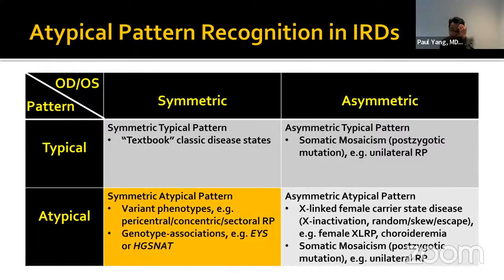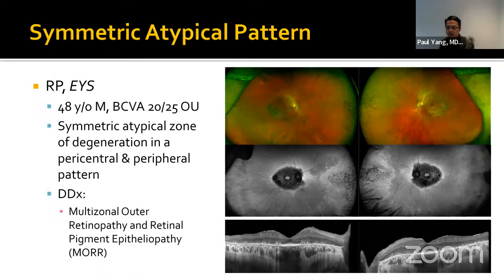So we're going to start with the first one here, which is symmetric between the right and the left eye, but in each eye, even though it's symmetric, it doesn't look like the typical type of degeneration. And here's one of those. So this is retinitis pigmentosa due to a mutation in a gene called EYS. Looks pretty symmetric between the two eyes, but this is not what you normally would expect to see as a mid-peripheral or peripheral degeneration. This is a pericentral with some peripheral involvement.